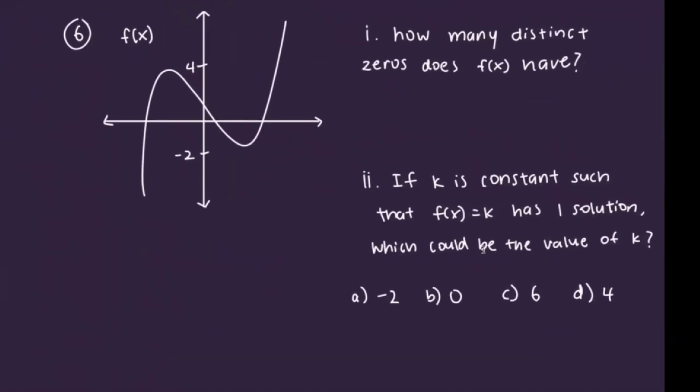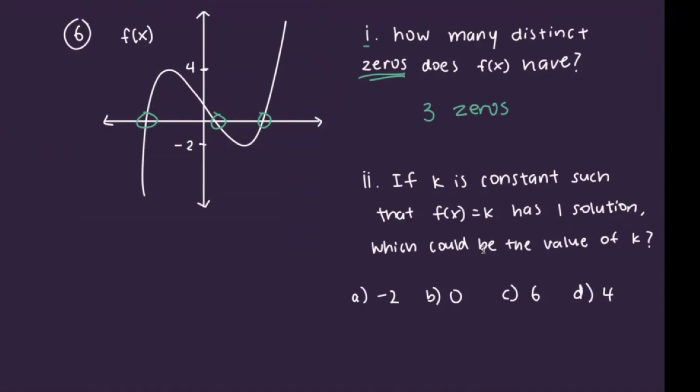Take a look at this problem, pause the video, and try it out yourself. Okay, so this is our function f, and part 1 is how many distinct zeros does f of x have? Now remember, the zero is anywhere where the graph crosses the x-axis. And here we have 1, 2, and 3. So we have 3 zeros.